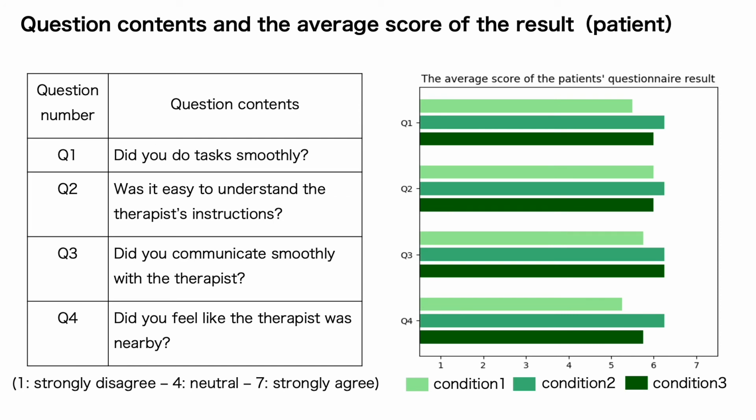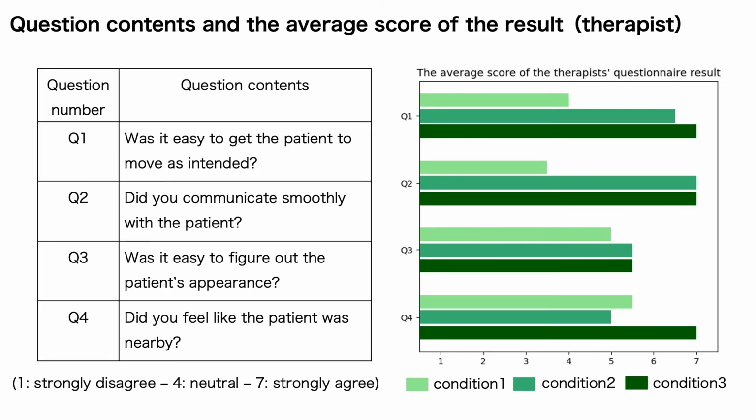This is the patient's result of the questionnaire. We asked subjects 4 questions, and they gave each question a score from 1 to 7. The right figure shows the average score of each subject. And this is the therapist's result of the questionnaire. We got many opinions in our interviews, but here I focus on certain aspects.